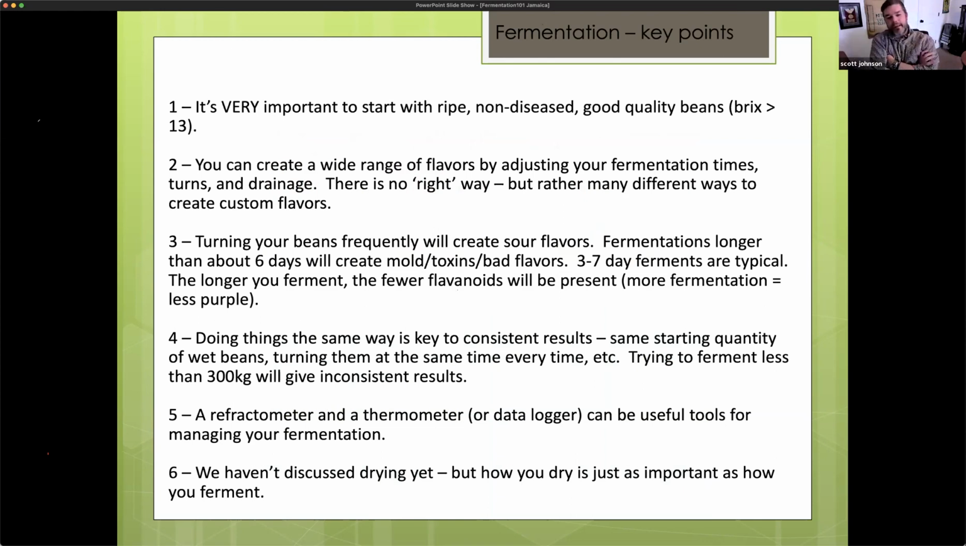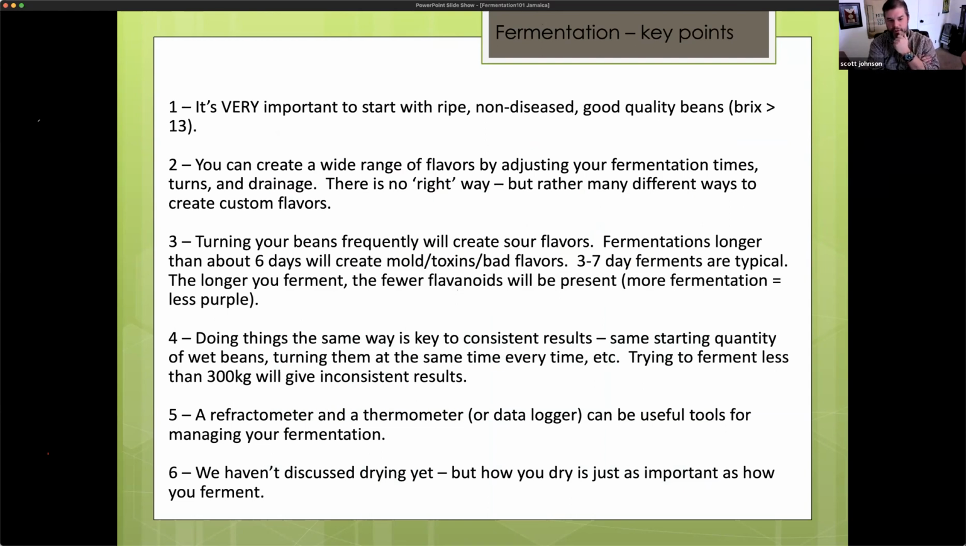So it's really, really important. If I'm summarizing what we just talked about, it's really, really, really important that you start with a ripe, non-diseased pod that is giving you good quality beans. And by good quality beans, what I mean are beans that are greater than 13 bricks.